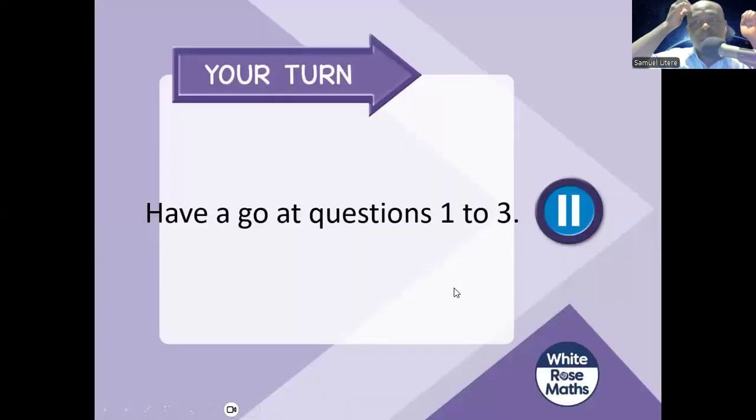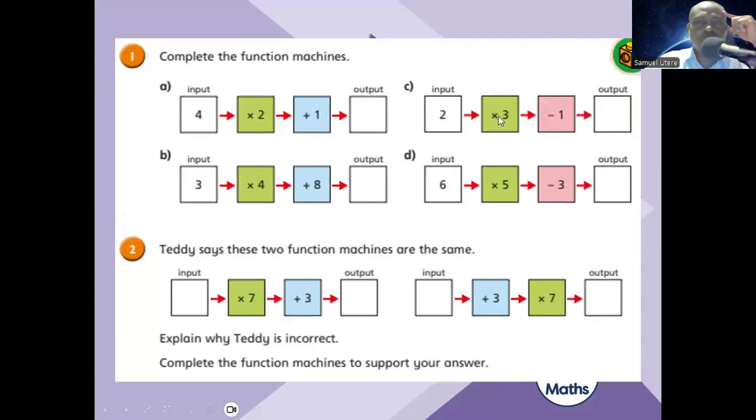I would like you to pause the video and have a go at questions 1, 2, 3. Here are questions 1 and 2. You can pause the video for 4 minutes and work through the questions, really thinking about what you've learned. You may be able to do it quicker than 4 minutes. But when you finish, check your answer. So I assume you've already done that. So here are the answers.